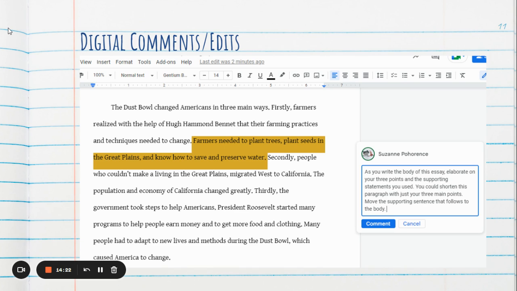So I would use the comment box where I would basically just highlight a section and tell them what I would like them to do with it. So again, I didn't sit there and move this sentence to the body of the essay. I actually just highlighted and said, you might want to move it to the body and shorten your first introduction paragraph. So this could be a supporting statement. So again, they actually had to go back and do more with what I was asking them to do.